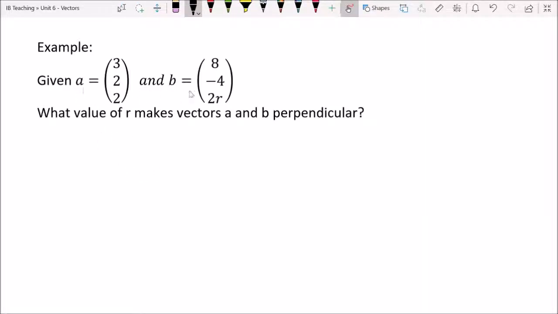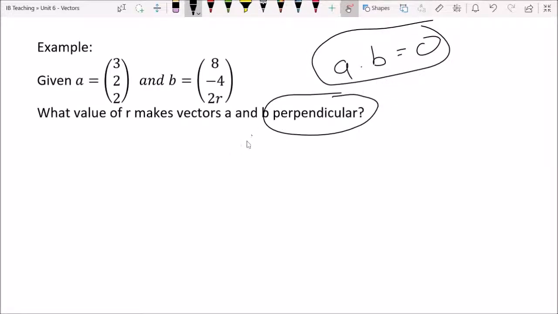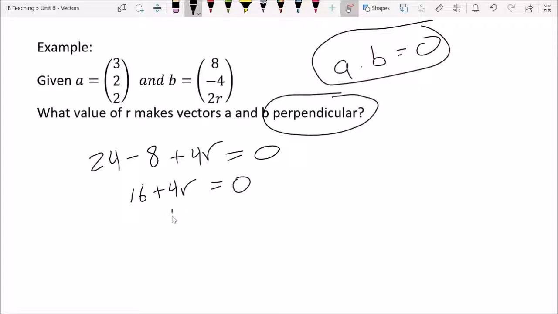Looks like I'm given 2 vectors, given in 3 dimensions. They threw in a variable to see if I would trip on it. What value of r makes the vectors a and b perpendicular? I say, wait a minute, dot product must equal 0. And now I have a formula that I can easily fill in. So what I'm going to do is go find the dot product. 3 times 8 is 24, and 2 times negative 4 is minus 8, and 2 times 2r is 4r, and right here it says equals 0, so I'm going to do that as well. And let's see, 24 minus 8 is 16, so I have 16 plus 4r equals 0. I'm going to move the 16 to the other side, so 4r equals negative 16. Let's divide by 4, so we get r equals negative 4.